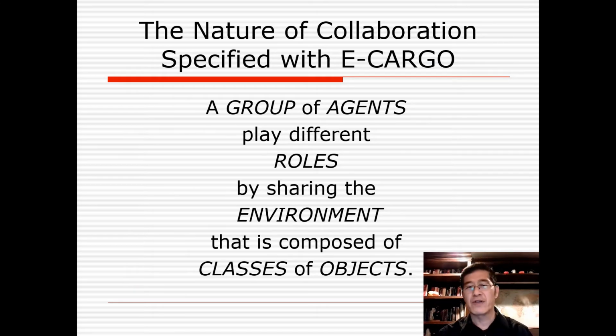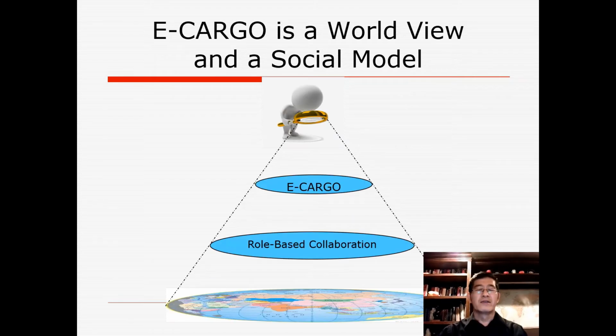So the nature of collaboration, as specified by eCargo, is that a group of agents play different roles by sharing the environment that is composed of classes and objects, and of course, roles. So we can see eCargo is a broad view, or a methodology, to investigate role-based collaboration, again for the world, for the society, for social systems.